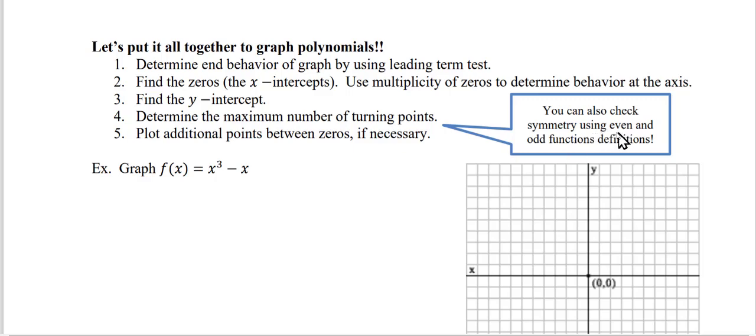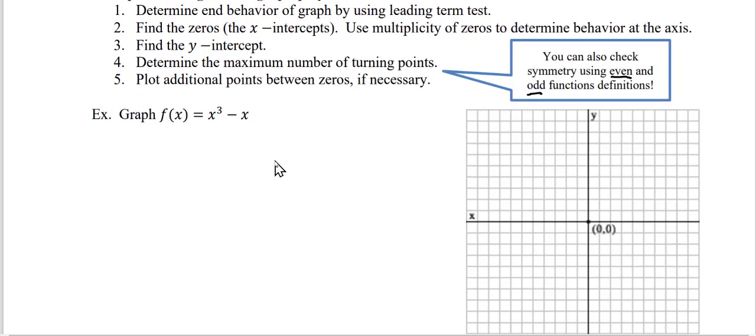Sometimes symmetry, using the idea of even and odd functions, is helpful for these because then you only have to look at half the picture and you get the other half based on the symmetry. It's going to be critical at this point that you also plot some additional points between the zeros. We'll talk about that when we get to the point where we need some more information here.